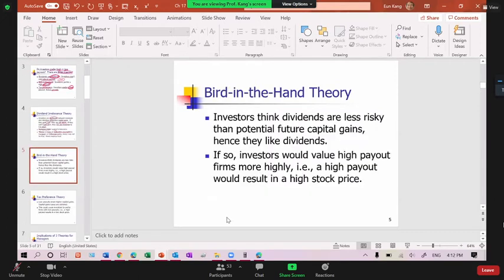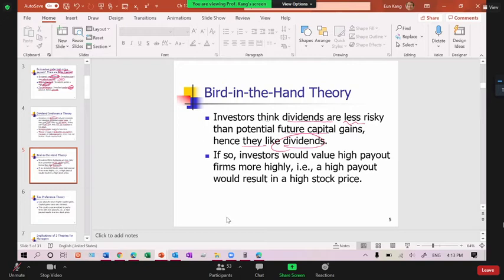Next, bird in the hand theory. Investors think dividends are less risky than potential future capital gains, so they like dividends. As I said, they like a bird in the hand. A bird in the hand is what? Dividends. And two birds in the bush is capital gains. If you catch the two birds, it's better than one bird, right? But they may fly away, right?